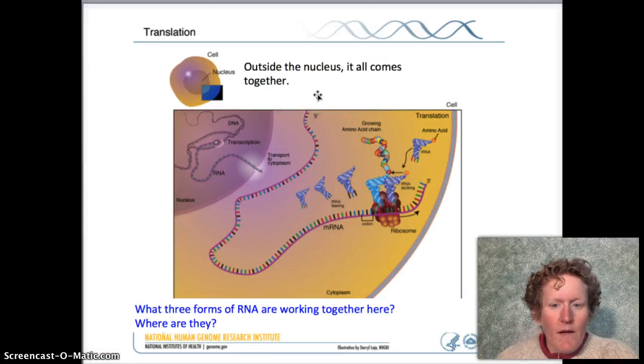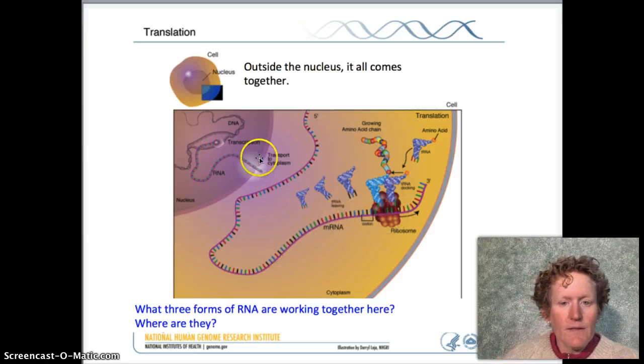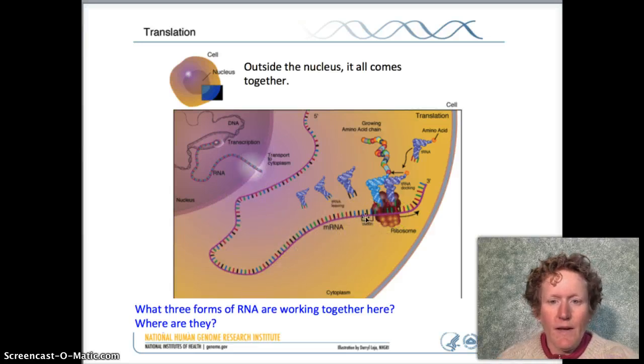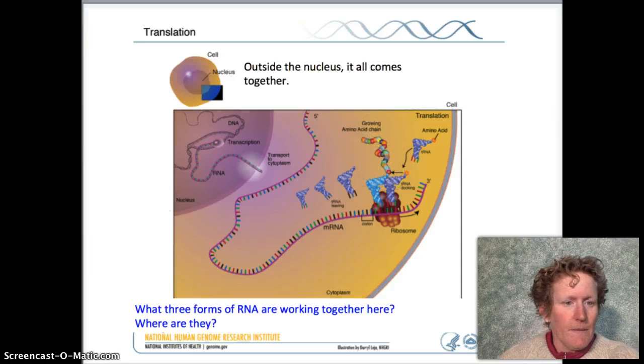Outside the nucleus, it all comes together. There are 3 forms of RNA working here. This is transfer RNA. It kind of looks like a T for transfer RNA. It's shaped so that it has an anticodon here and the amino acid attaches here. That anticodon matches a codon on the mRNA. This long single-stranded molecule is mRNA. And the ribosome here is all crumpled up. The ribosome is rRNA, ribosomal RNA. So there's 3 kinds right here: ribosomal RNA, messenger RNA, and transfer RNA. And here's the growing protein.